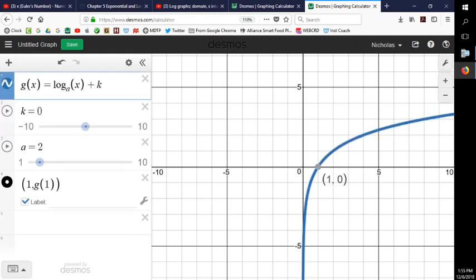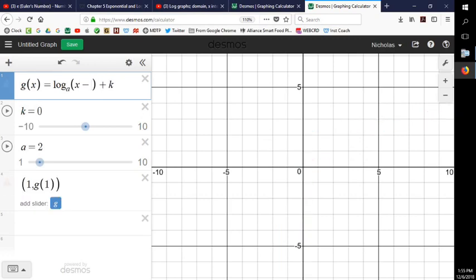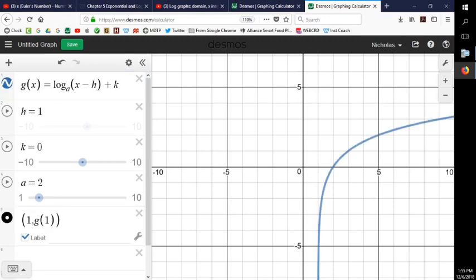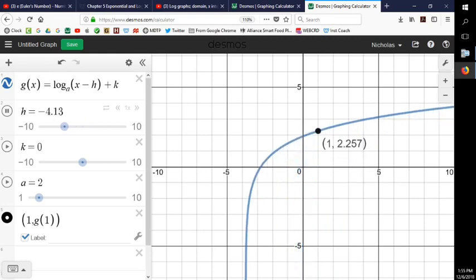What do you guys think it's going to do if I add a 2 inside with the x? Shift it to the left? Is that what happened? Did it shift to the left too? What's this point right here? Look at that. It's at -1, 0. So it did shift to the left. So this is normally our h. You guys remember h, k? H shifts the function horizontally. K shifts the function up and down. And so h would move the function back and forth. Look at him go. It's like he's dancing.